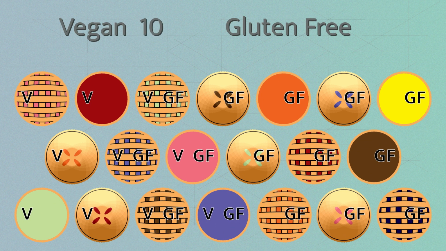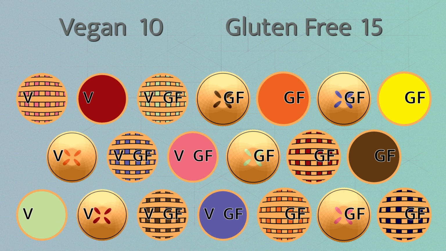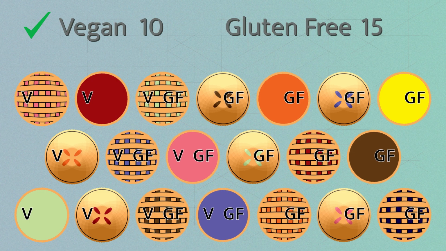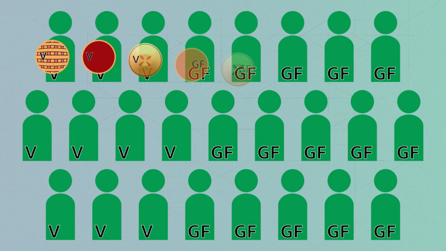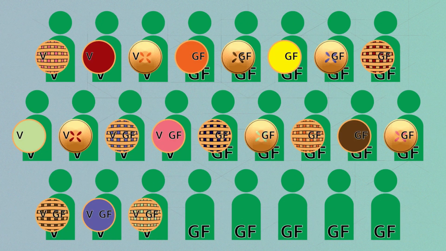10 people requested vegan pies, and 15 requested gluten-free pies. These 10 pies are vegan, so those should be enough. And these 15 pies are gluten-free, so these should be enough as well. At the end of the meal, you start passing out the pies, and oh no, we made a mistake here. We don't have enough pies for everyone after all.